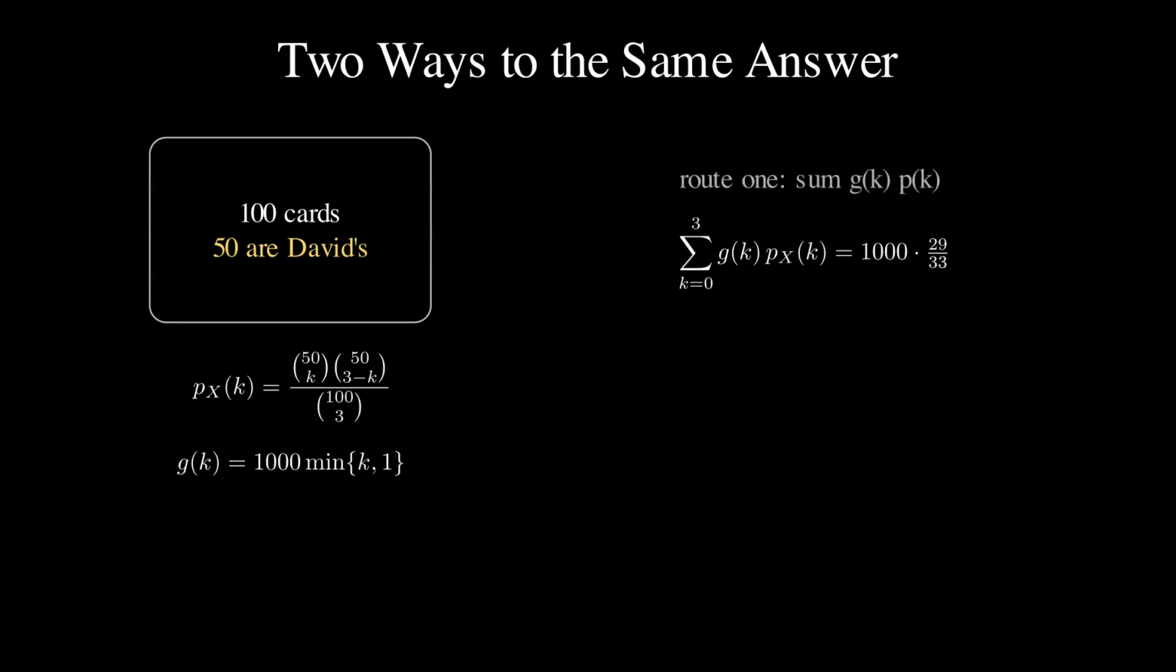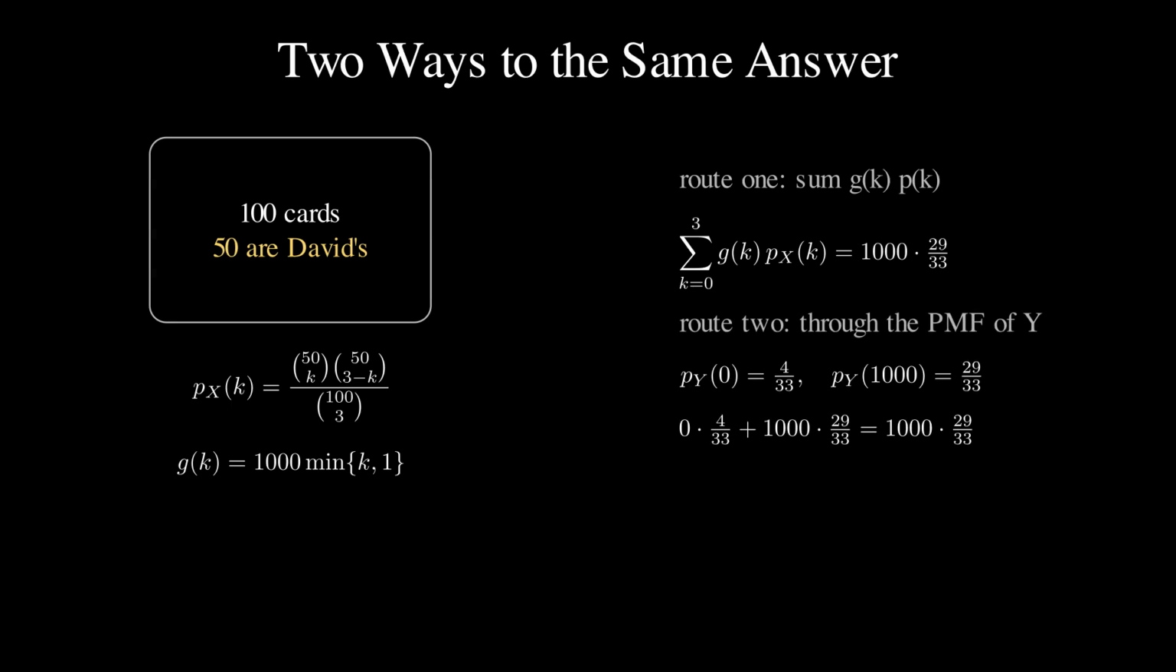Route 1, the direct formula: sum g of k times the mass of k over k equals 0 to 3. The 0 term drops out, the rest collapse, 1,000 times 29 over 33. Route 2, through Y itself. Y is either 0 or 1,000. The chance of 0 is the chance none of the 3 cards is David's, 4 over 33. So Y equals 1,000 with probability 29 over 33. Same product. Both routes, one answer, about $879. That agreement is a theorem, not luck. Group the values of X by where g sends them, and the two sums rearrange into each other.